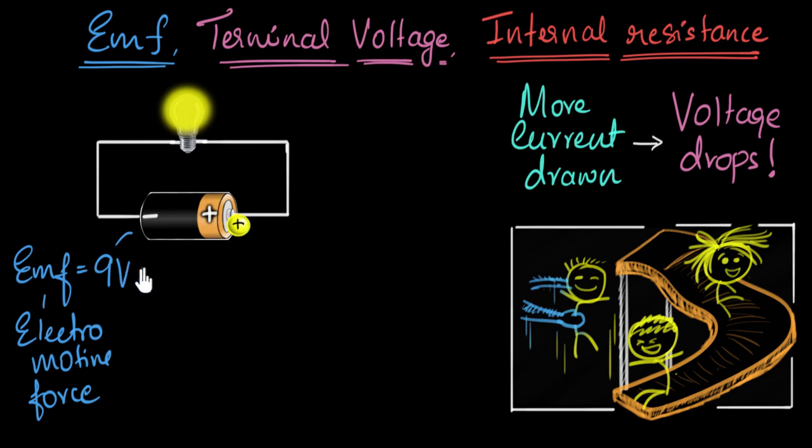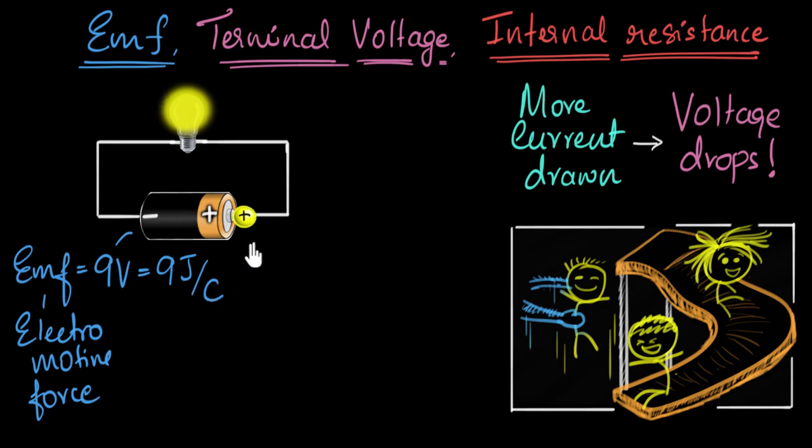And the EMF is a measure of that. So what does it mean to say the EMF is 9 volt? It just means that the battery transfers 9 joules of energy per coulomb. So what that means is if this was a 1 coulomb charge, when it goes from here to here, the battery transfers 9 joules of energy to it. So are we clear with the word EMF?